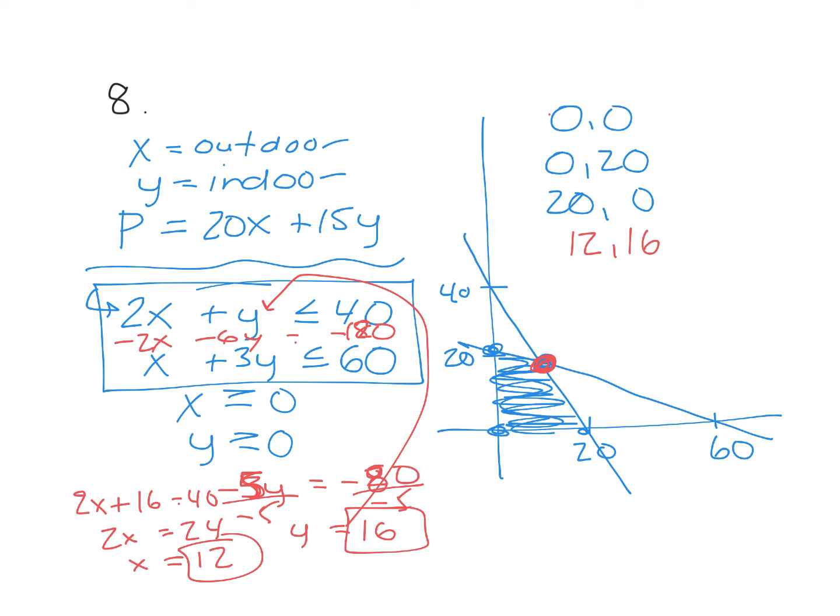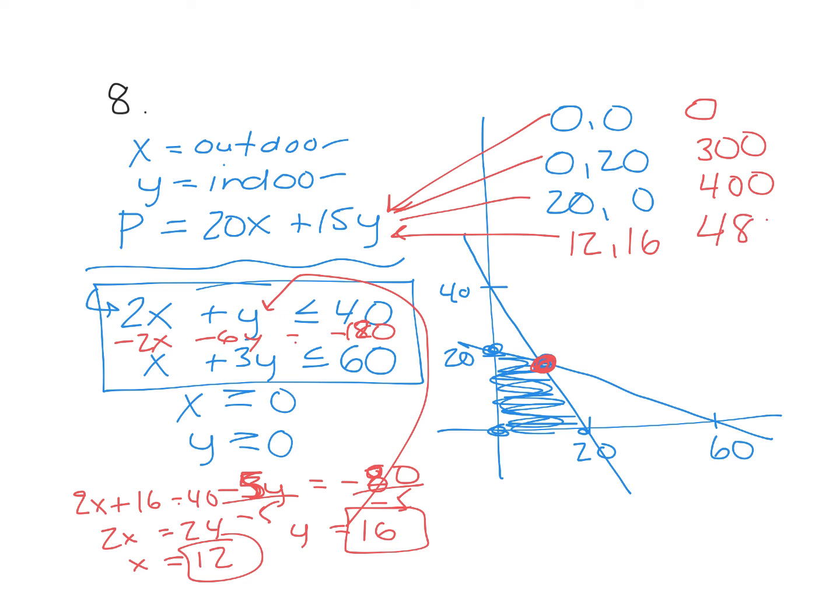Then we're going to plug each of these points into this profit equation, get a profit for each of these. Just bear with me 1 second here. And this would be 480, which you can see that is the best possible situation that would maximize our profit, making 12 outdoor and 16 indoor.